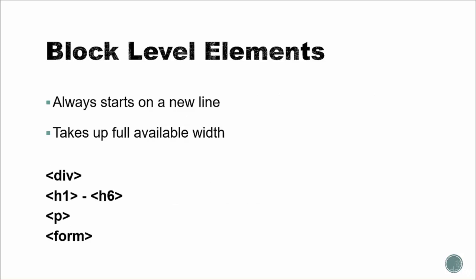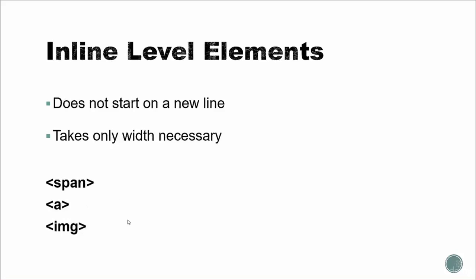Now we also have block level elements and inline elements. Okay, now block level, they always start on a new line and they take up the full available width. So here's some examples of block level elements. We have div, H1 through H6, paragraph tags, form tags. These are block level, meaning that if we put something inside, let's say an H1 tag, it's going to go across the whole page. All right, and whatever we put after that is going to go on the next line.